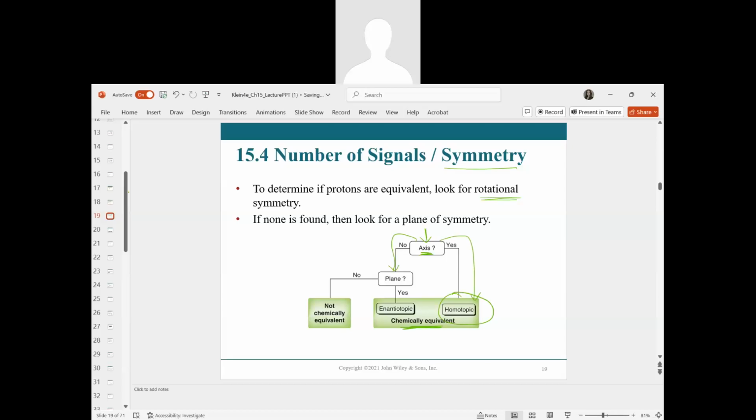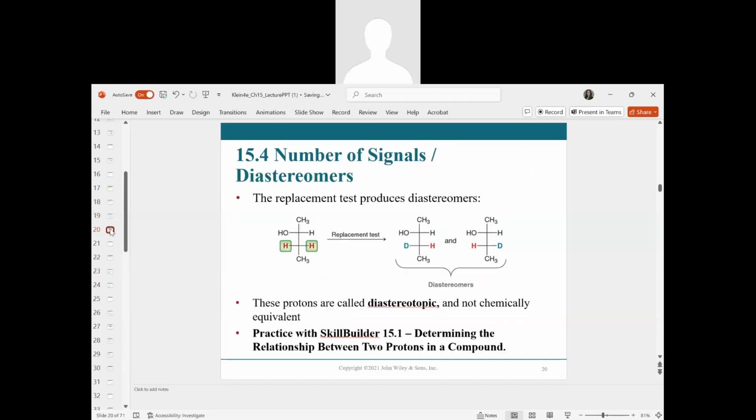Then we could look again and say, if no, there's no axis of symmetry, we can check for a plane of symmetry. And if yes, then we have enantiotopic protons, which would also be considered chemically equivalent and produce that single signal. But if we have neither an axis of rotational symmetry nor a plane of symmetry, then that brings us over here. And we could finally say, no, these are not chemically equivalent protons, and they would produce separate signals.